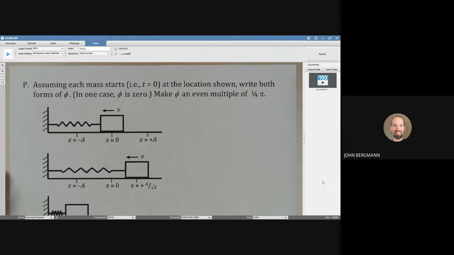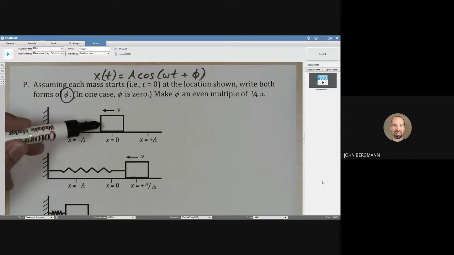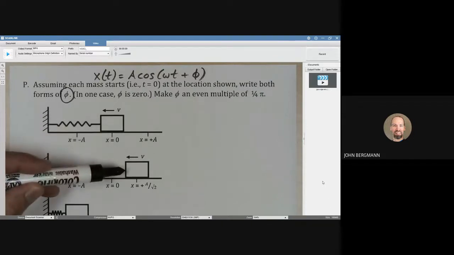In the last video, we dealt with figuring out what phi was in the equation for simple harmonic motion that looks something like that. And in the last video, we figured out what phi was based on what the graph looked like. This time, we want to figure out what phi is based on what the mass is doing at the assumed time equals 0. If the mass is right here at time equals 0, what's phi? If the mass is here at time equals 0, what's phi?